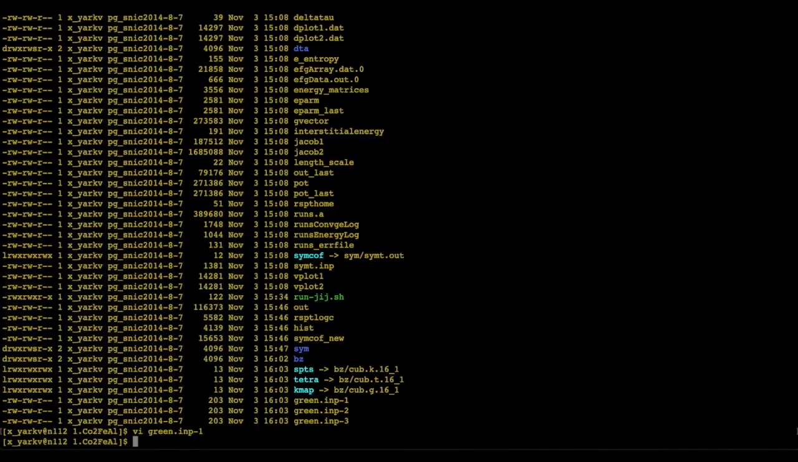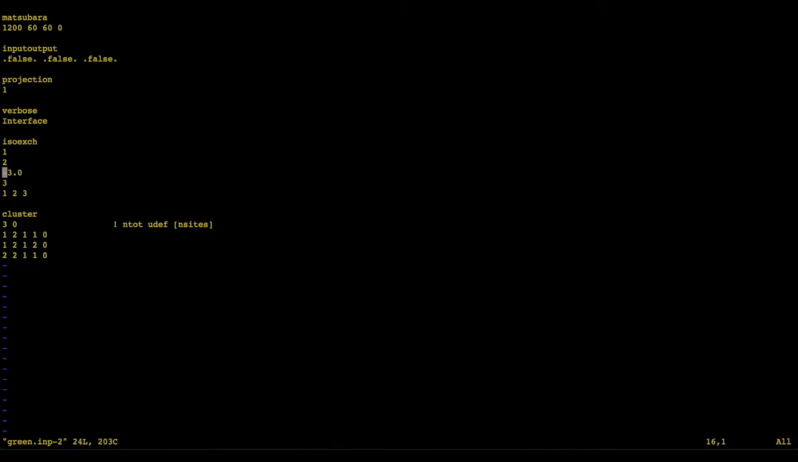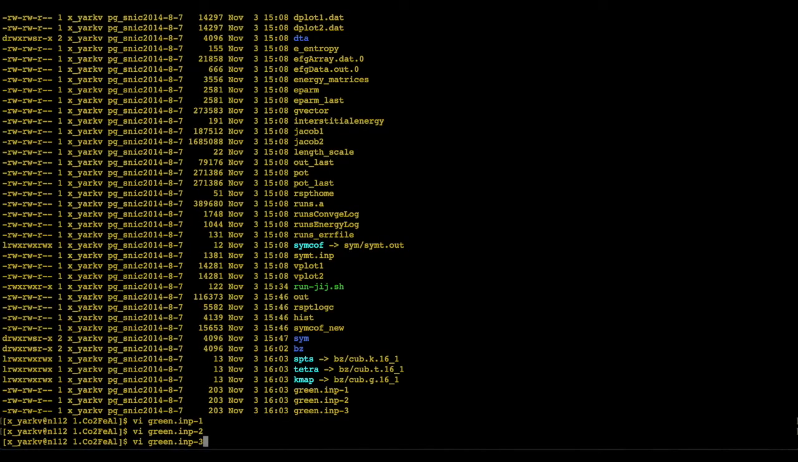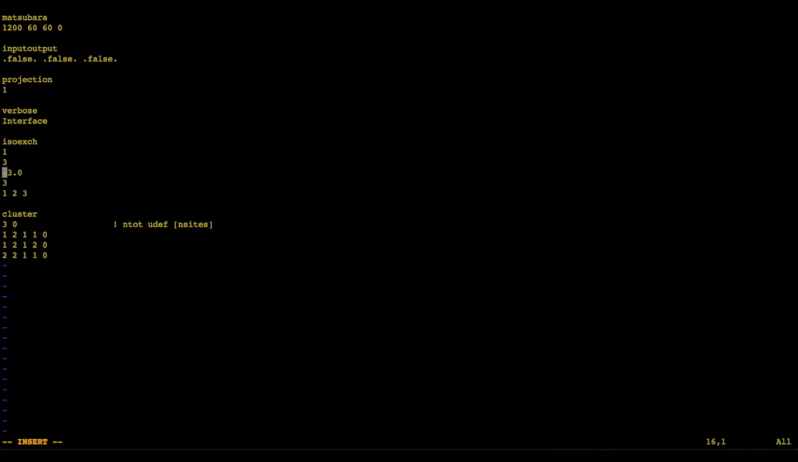We can have a look at the second file. Here we will calculate all the JIJs between cobalt-2 atoms and the rest. And let's again just modify this radius. And finally we go to iron. It's here. We also reduce the cluster.